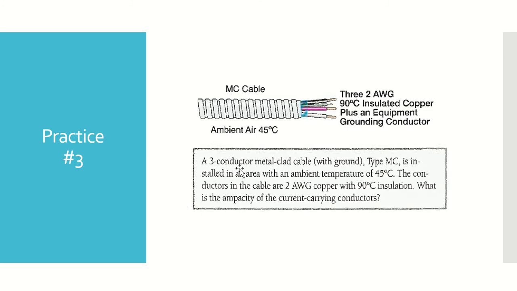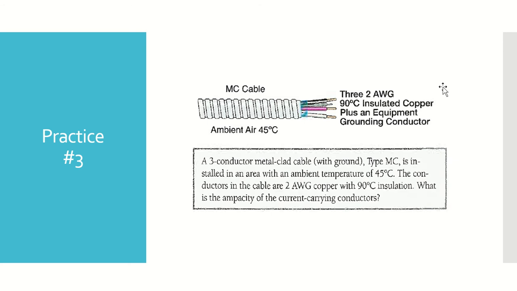Number 3 says a 3-conductor MC cable with a ground is installed in an area with an ambient temperature of 45 degrees C. The conductors in the cable are number 2 copper with a 90 degrees C jacket. What is the ampacity of the current carrying conductors? So we said the ambient temperature 45 degrees C, and it looks like I've got 1, 2, 3, 4 conductors. 4 conductors. Well, 3 phase conductors and an equipment grounding conductor.